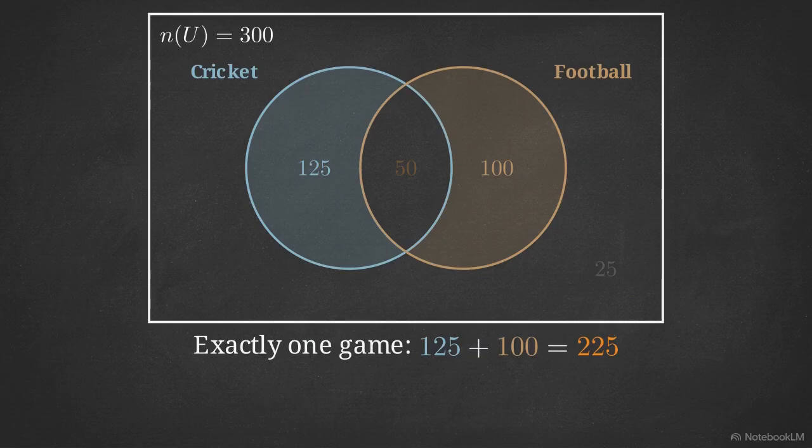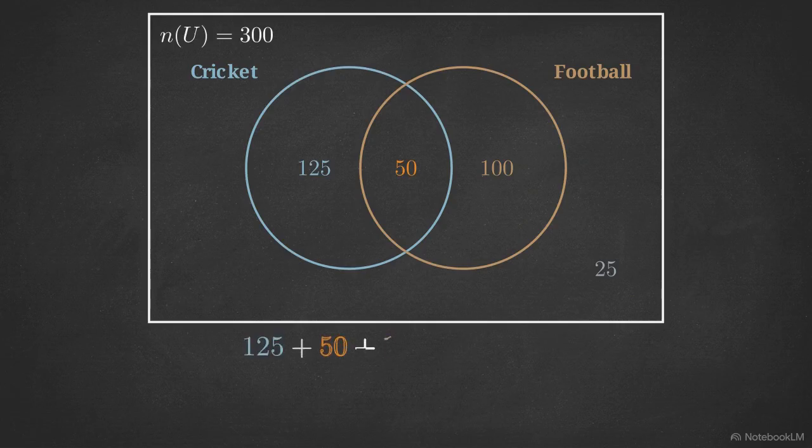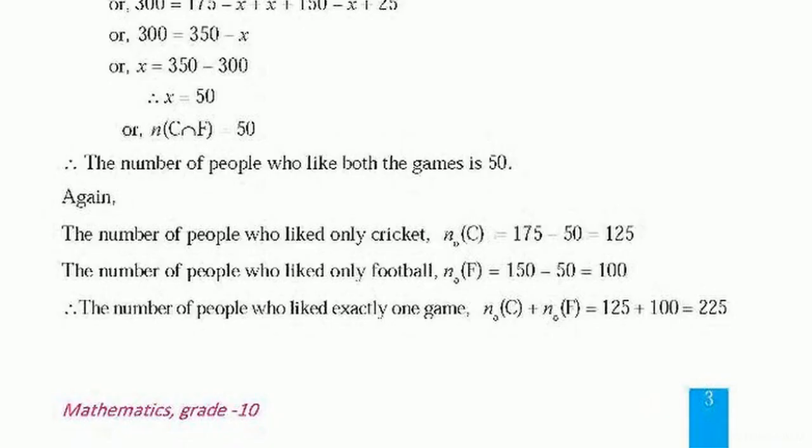We can verify this by adding all four sections together: 125 plus 50 plus 100 plus 25. The sum is 300, matching our total surveyed population. This matches the final solutions provided in our source material, confirming our logic is sound.